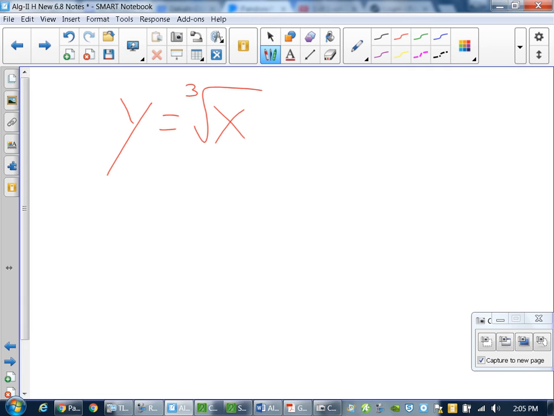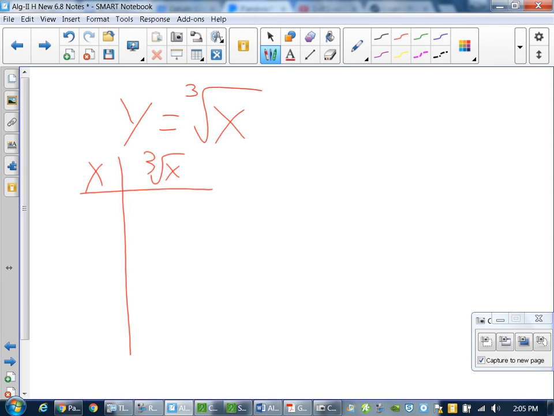What I want you guys to think of are, like we did yesterday, we thought of perfect squares. Today we're going to talk about and think about perfect cube roots. So we do the same basic idea where we're going to create a table, pick values of x that generate nice clean numbers for cube roots.